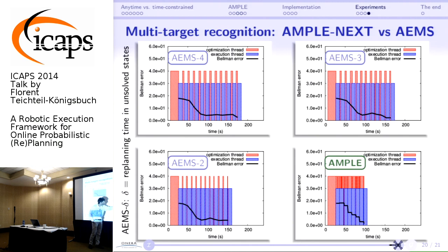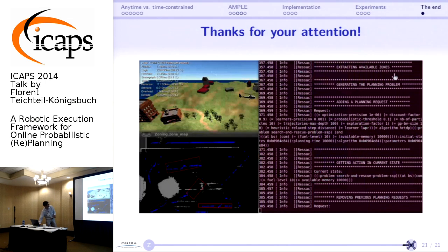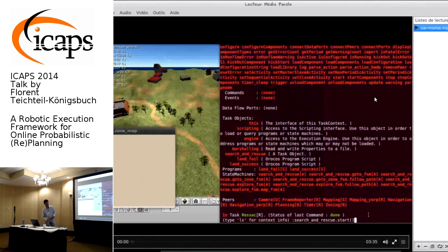And here we use our framework with the same algorithm. Okay, so we use AEMS in the framework, and you see that, of course, we are optimizing all the time, but we can finish the mission on time, whereas it was not possible with the original anytime planner. And yes, I'm done. Thanks.